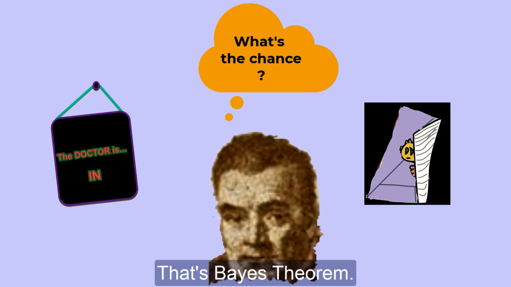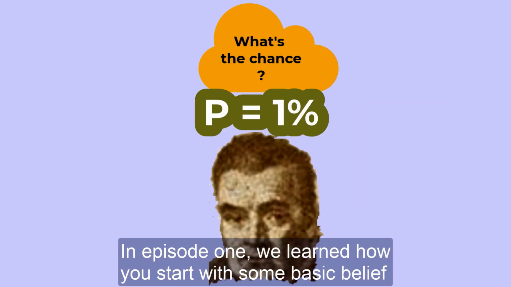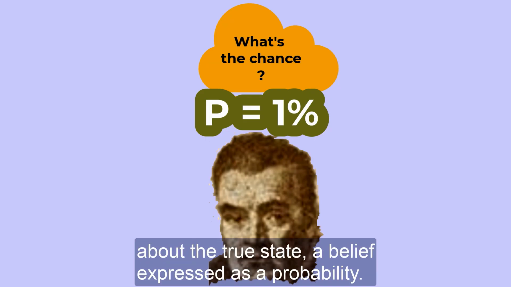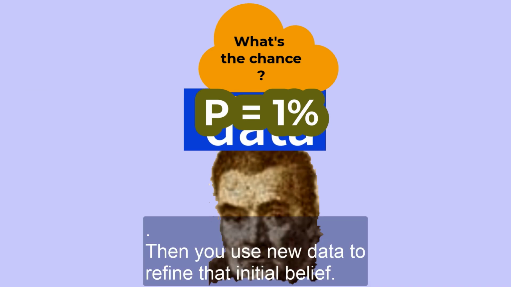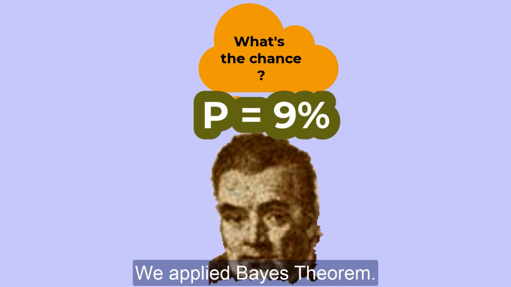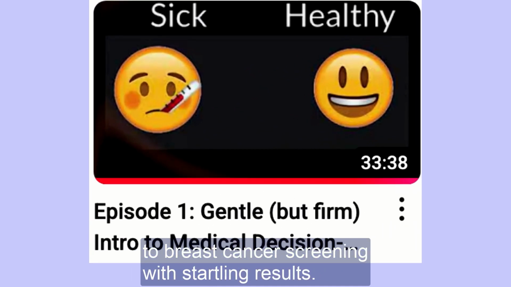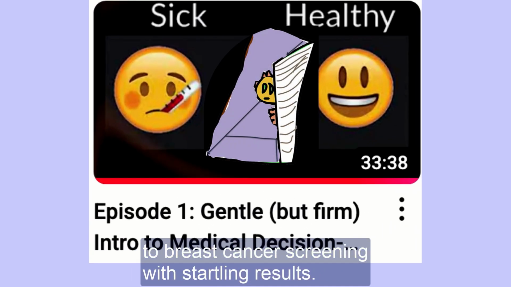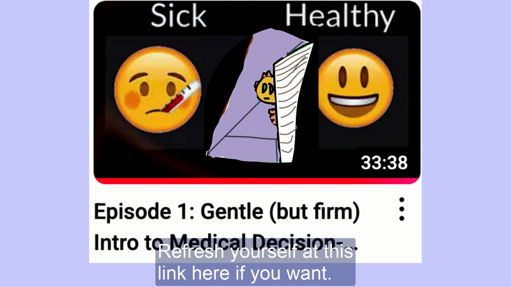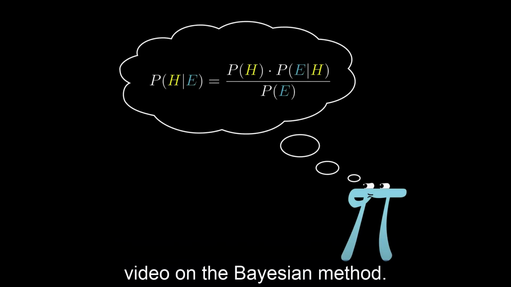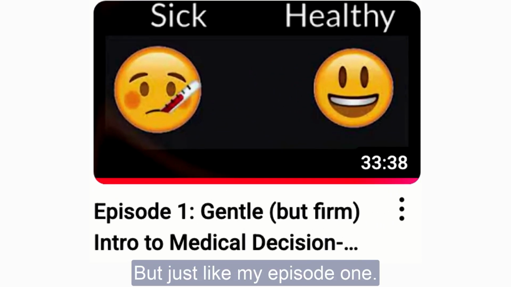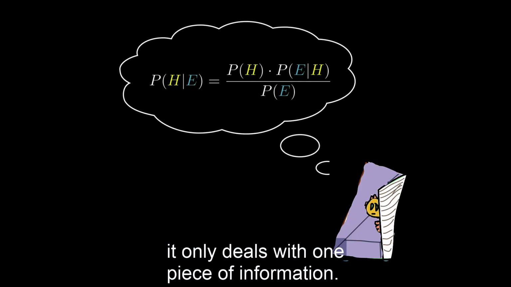That's Bayes' theorem. In episode 1, we learned how you start with some basic belief about the true state, a belief expressed as a probability, P. Then you use new data to refine that initial belief, to get a new P. We applied Bayes' theorem to breast cancer screening with startling results. Refresh yourself at this link here if you want. The celebrated channel 3Blue1Brown has an excellent video on the Bayesian method. But, just like my episode 1, it only deals with one piece of information.